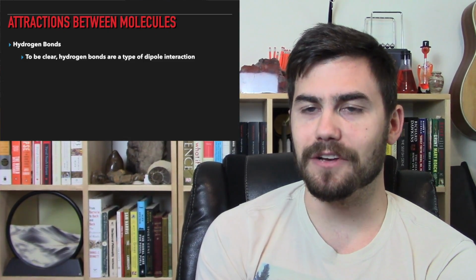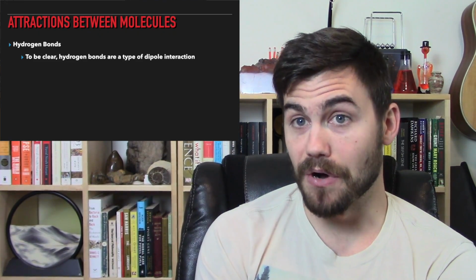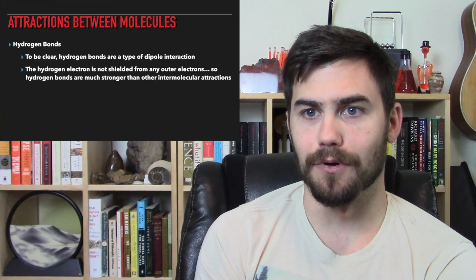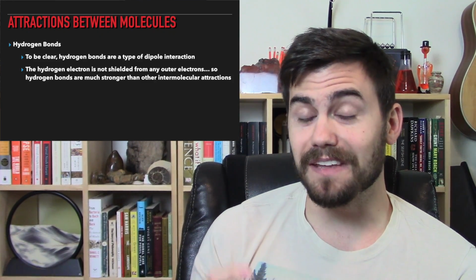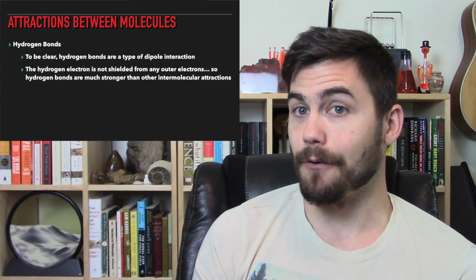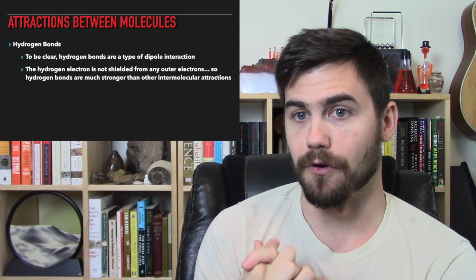The final one, hydrogen bonds. It's not a good name. These are not a bond. They're a type of dipole interaction. So the hydrogen electron is not shielded from any outer electrons. It has none of that atomic shielding, which we've covered before.